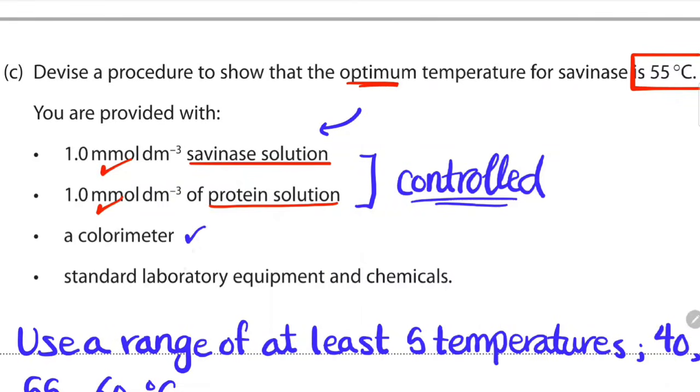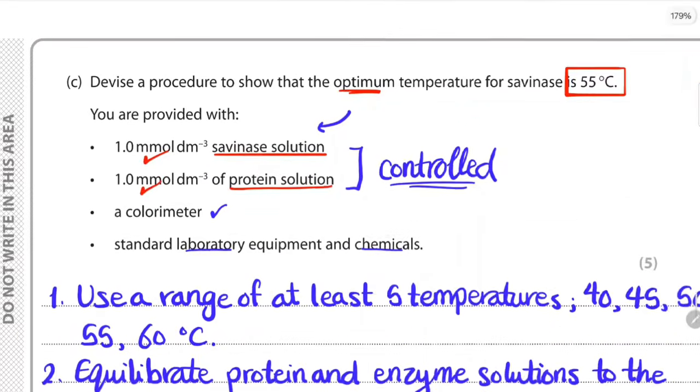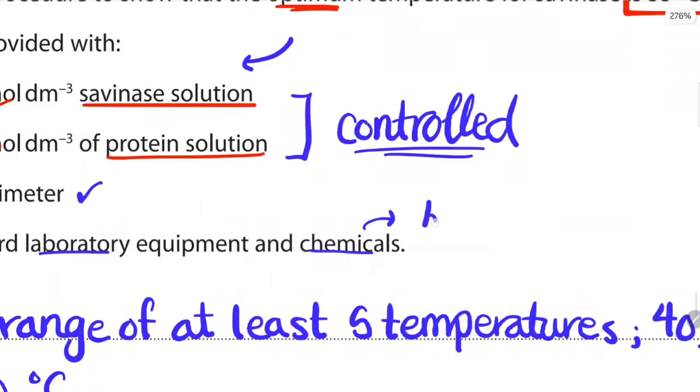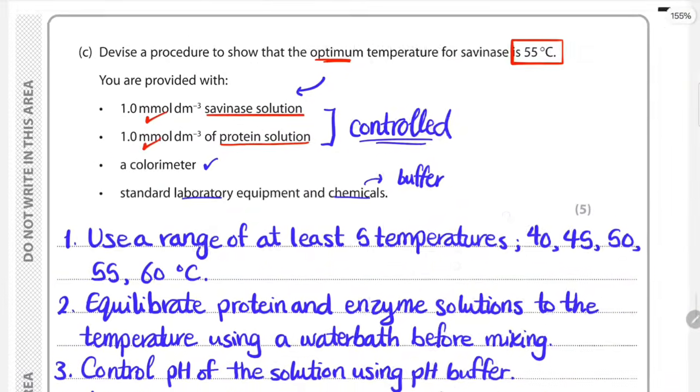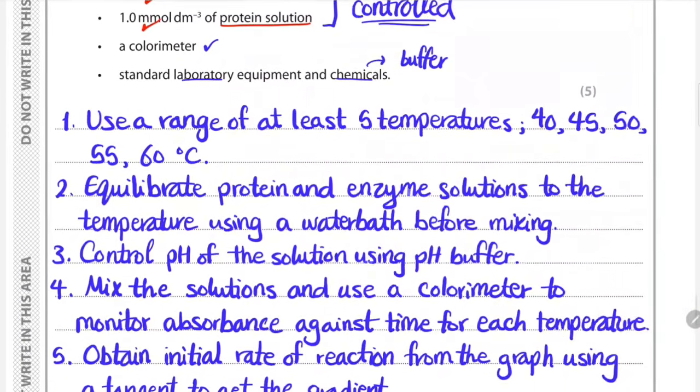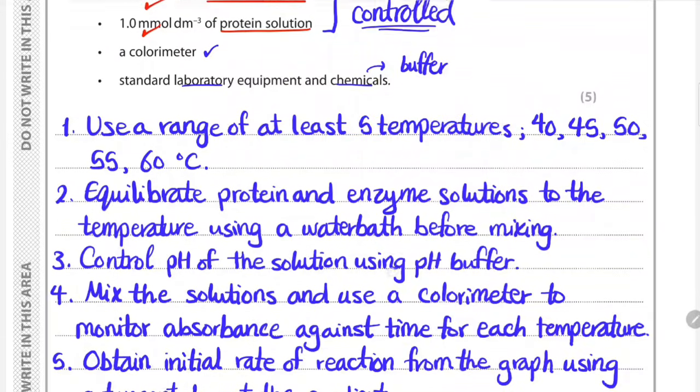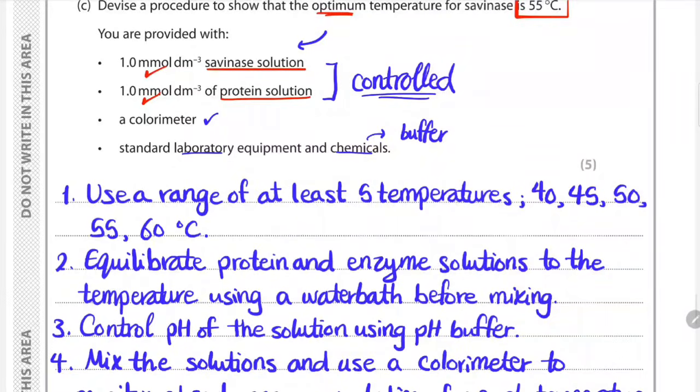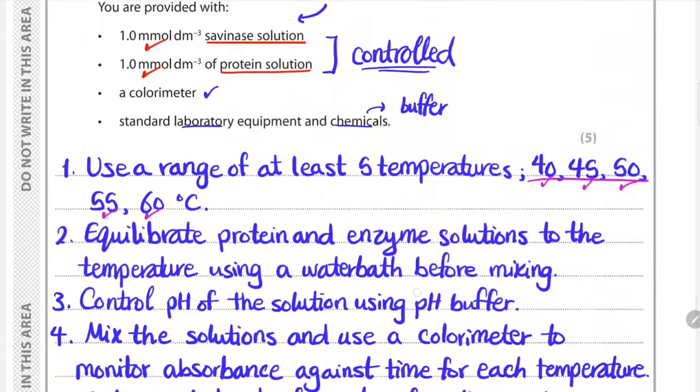A colorimeter, which is the device, and standard laboratory equipment and chemicals. We have chemicals, so of course we can say that I have buffer, for example, to control the pH. Firstly, use a range of at least 5 temperatures, and I usually standardize this number of 5 in most experiments. Just use 5 and you can give them the range of values you're going to use: 40, 45, 50, 55, 60. That would be great.